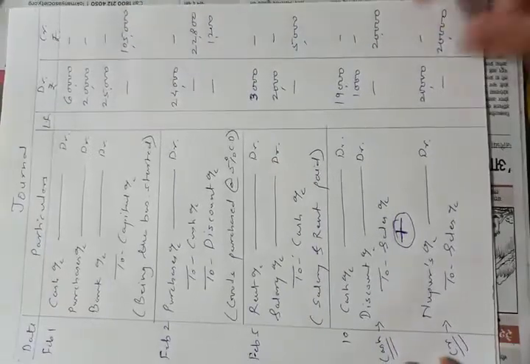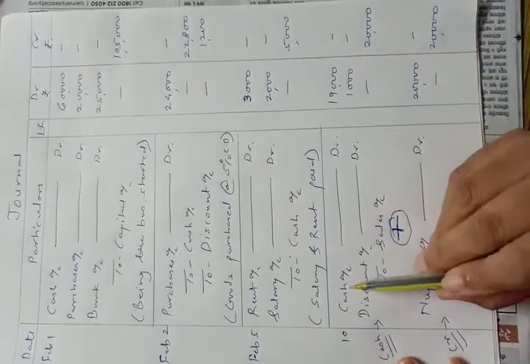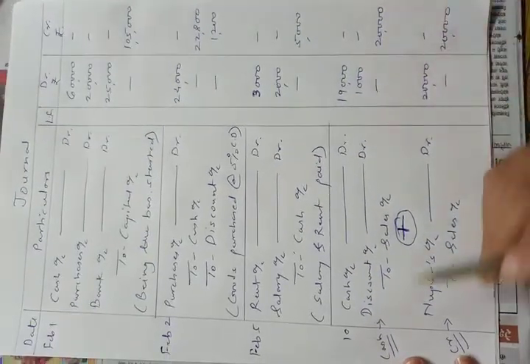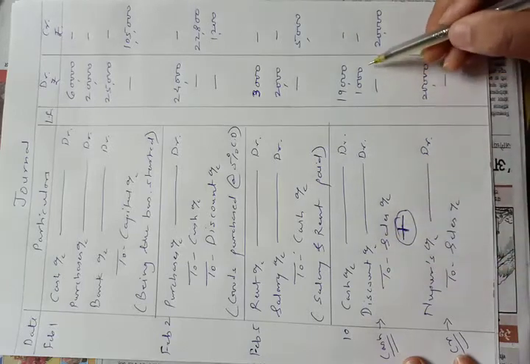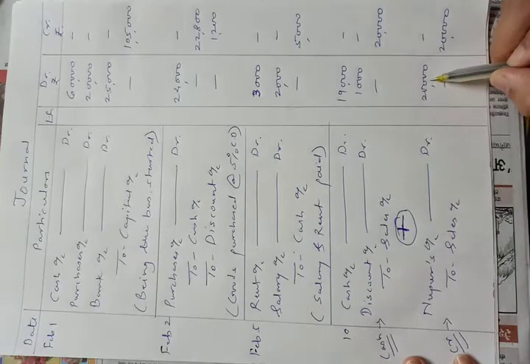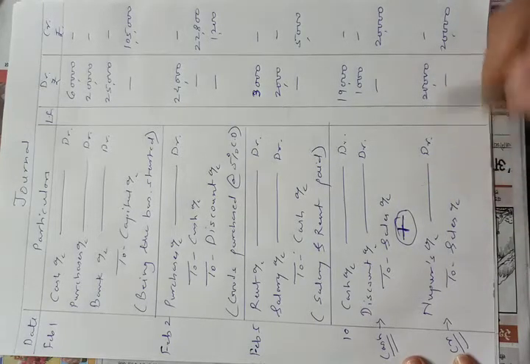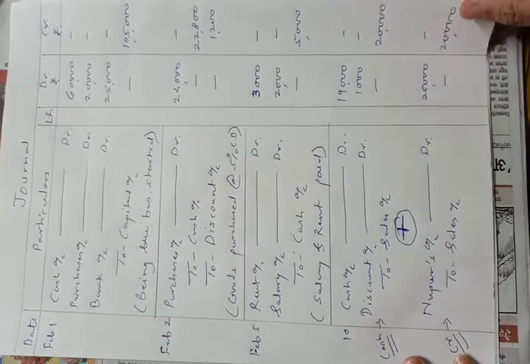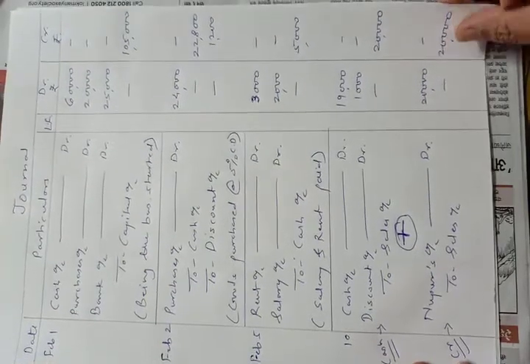Now from these both entries we can prepare combined entry. Okay, so I will show you combined entry here. See what will be the combined entry. Cash account will be debited by rupees 19,000. It will remain as it is. Discount account debit 1,000. It will remain as it is. Nupur's account will be debited by rupees 20,000. Okay. And to sales account 20,000 plus 20,000, that is 40,000. In this way we can pass the combined entry for this transaction.